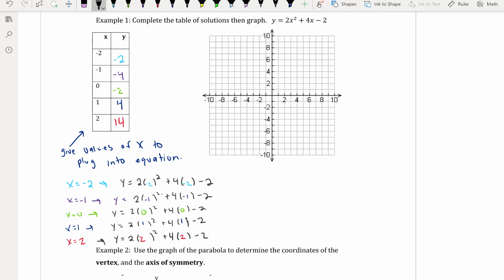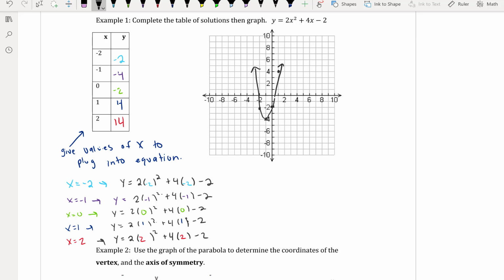So I have -2, -2. I have -1, -4. I also have 0, -2. I have 1, 4. And I have 2, 14, which is kind of out there. So my graph more or less is going to look like this. There is a sketch of my graph.